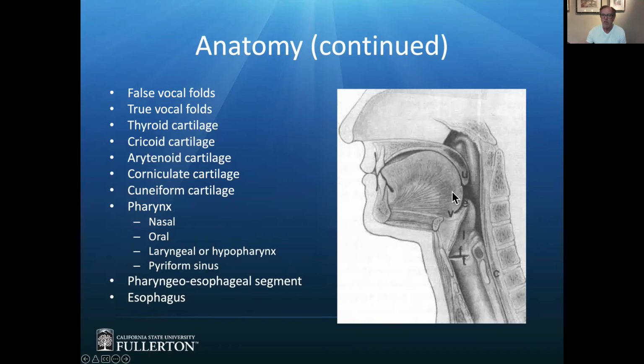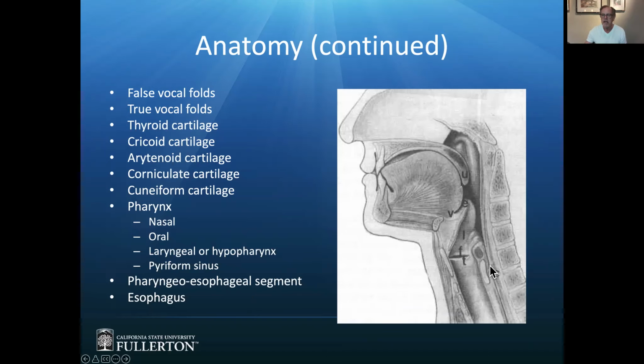So the oral pharynx is the part of the pharynx that you can see if you look in somebody's mouth. The nasal pharynx is above it, and the laryngeal pharynx, also called hypopharynx, is below it. And then the piriform sinuses are out to the side. The pharyngoesophageal segment is the sphincter at the base of the pharynx. It's also called the upper esophageal sphincter. It's got a couple other names, but I'll tend to use the term UES, upper esophageal sphincter, the most.